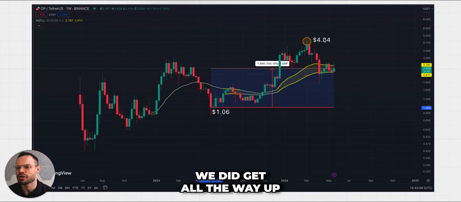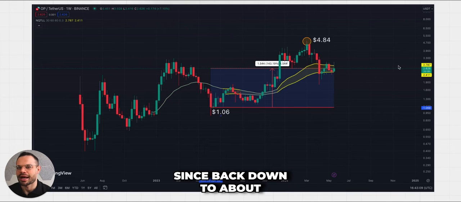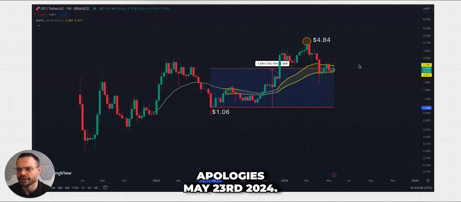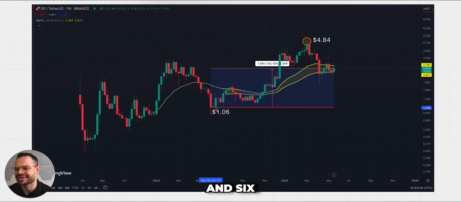We did get all the way up to $4.84 a few weeks ago in the March timeframe, but we have retraced since, back down to about $2.70, $2.62 as of today. Apologies, May 23rd, 2024. So still, that is a 143% increase from those $1.06 lows here in June of 2023.